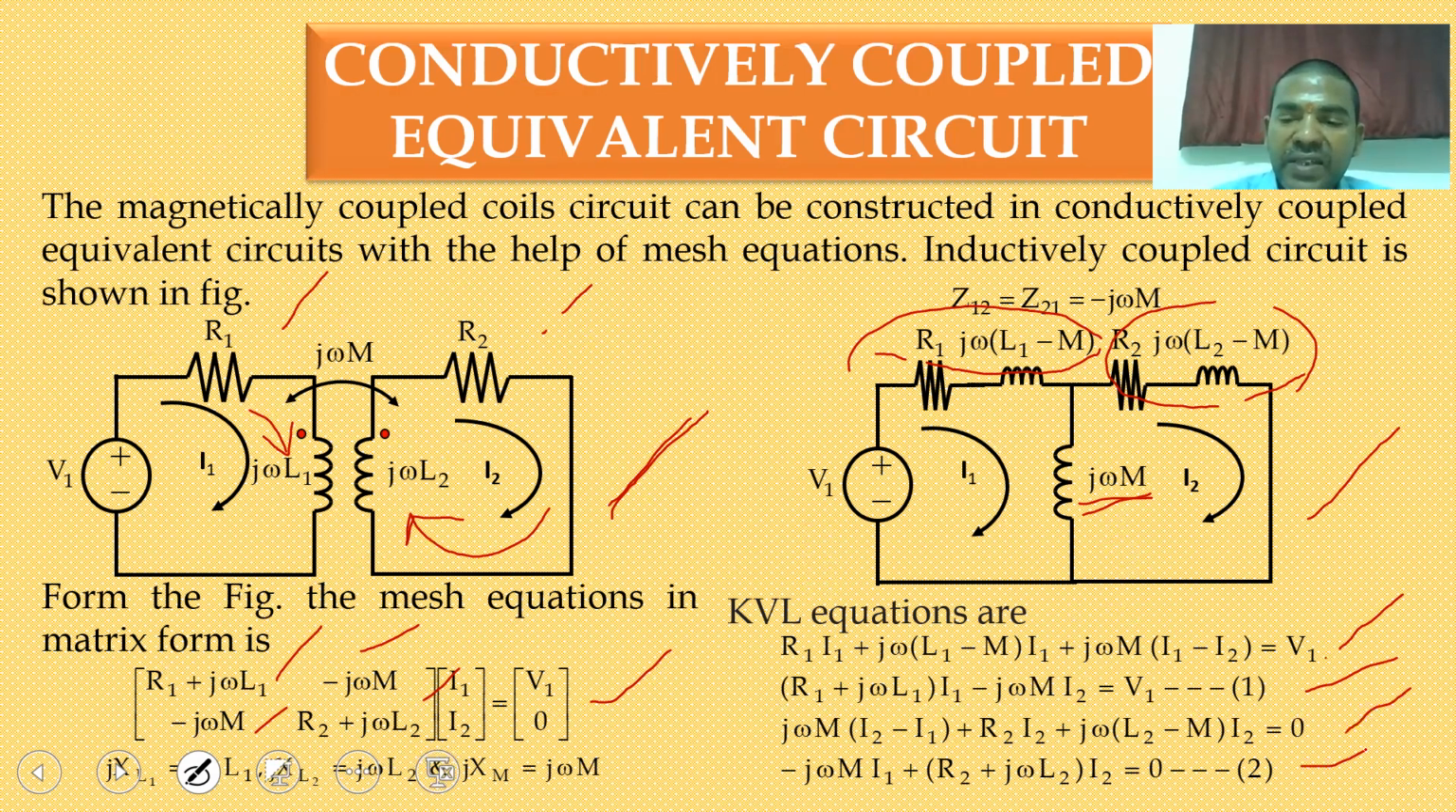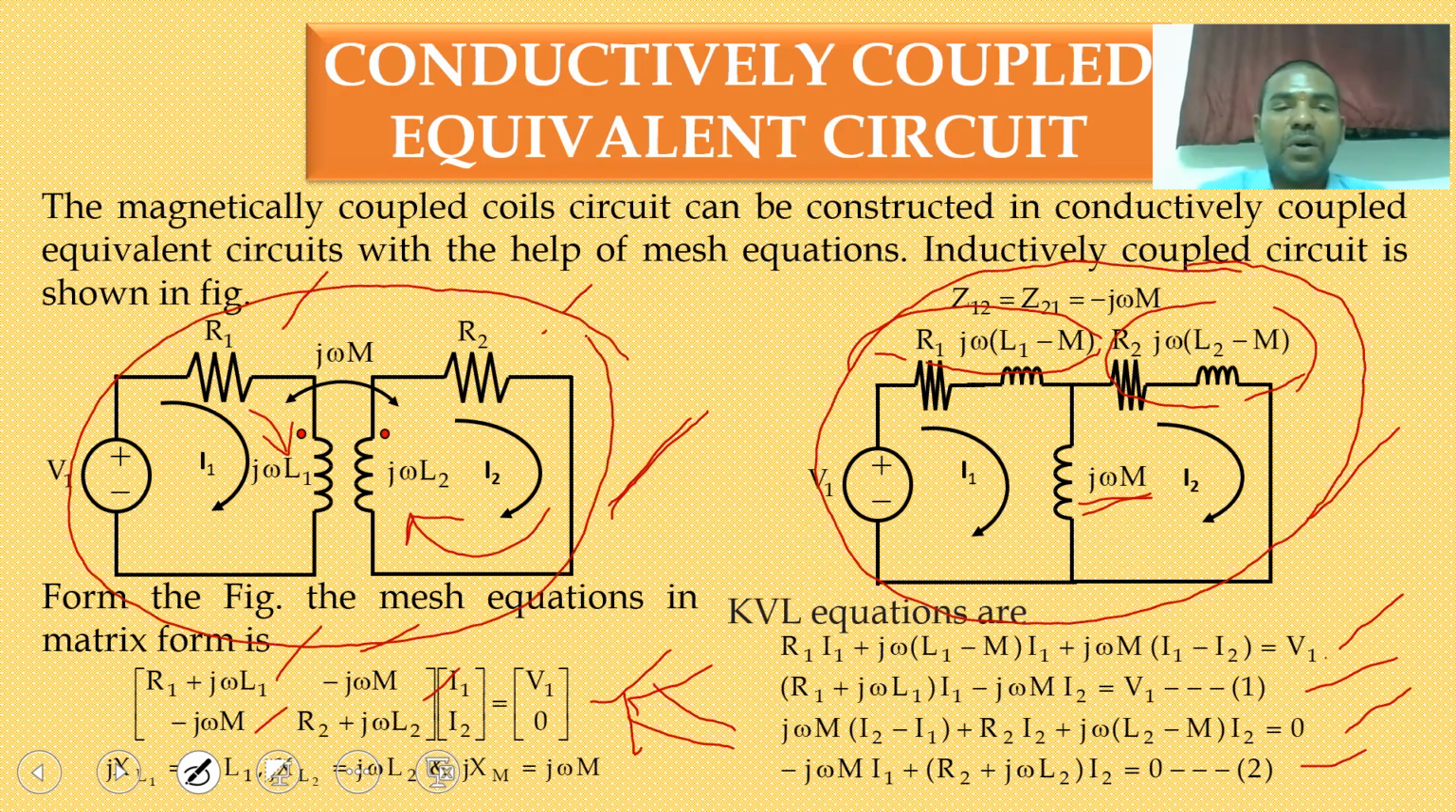So the two equations 1 and 2, if you substitute in the matrix form, you can get the same. That means the magnetically coupled circuit is transformed to a conductively coupled circuit by using mesh equations. Do you understand all of these, students? So this is your conductively coupled circuit and this is your magnetically coupled circuit. So no connections on this side, but on this side the connections must be there.